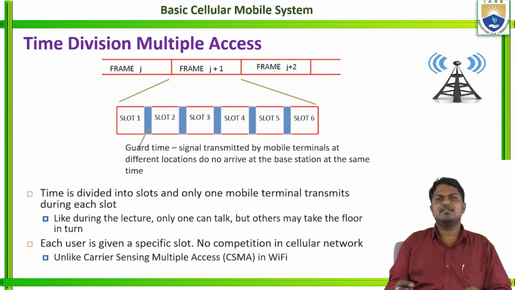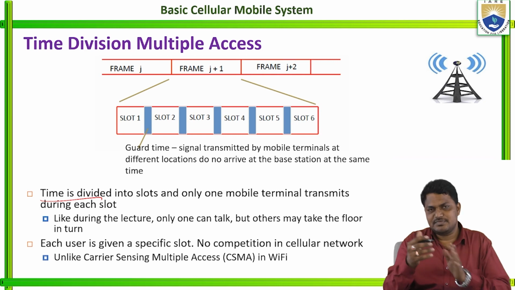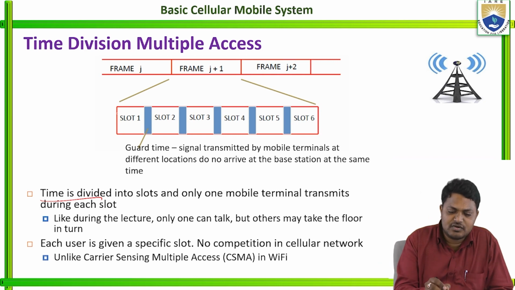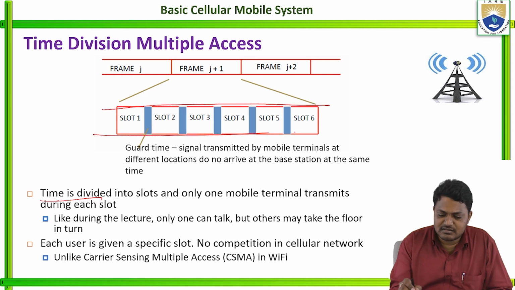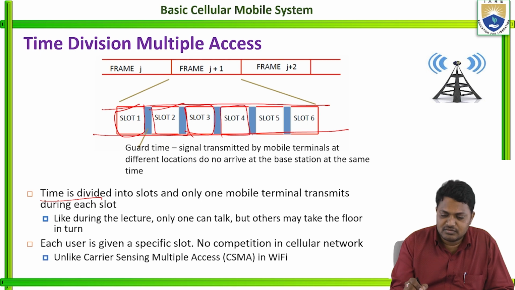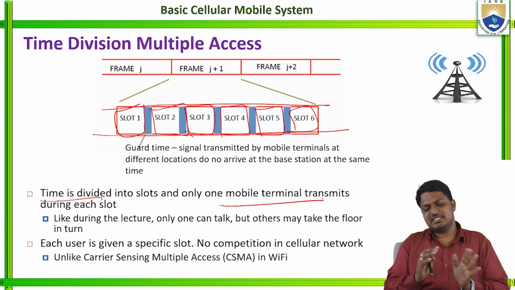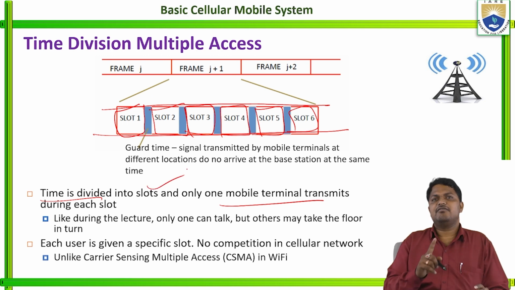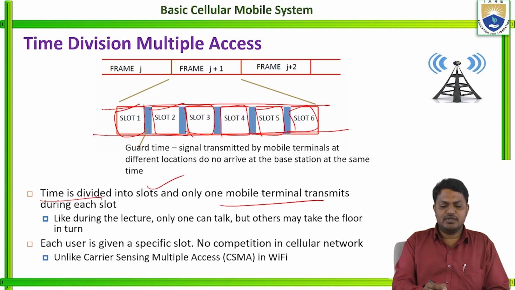The next one is time division multiplexing. What is time division multiplexing? Time is divided into slots, and only one mobile terminal transmits during each slot. See here, this is the complete time, and this is slot one. I am dividing the complete time into slots, and each slot is connected to one mobile terminal.